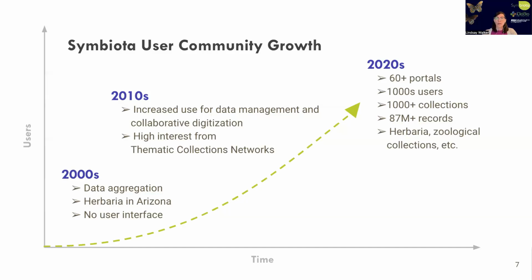Then, in the last 25 years or so, Symbiota has been used to create over 60 data portals that we know of, and has been used by thousands of people in over 1,000 collections to mobilize 87 million specimen occurrences. And so all of this is to say that around 2020, it became readily apparent that there was a growing need for building capacity within the Symbiota user community.